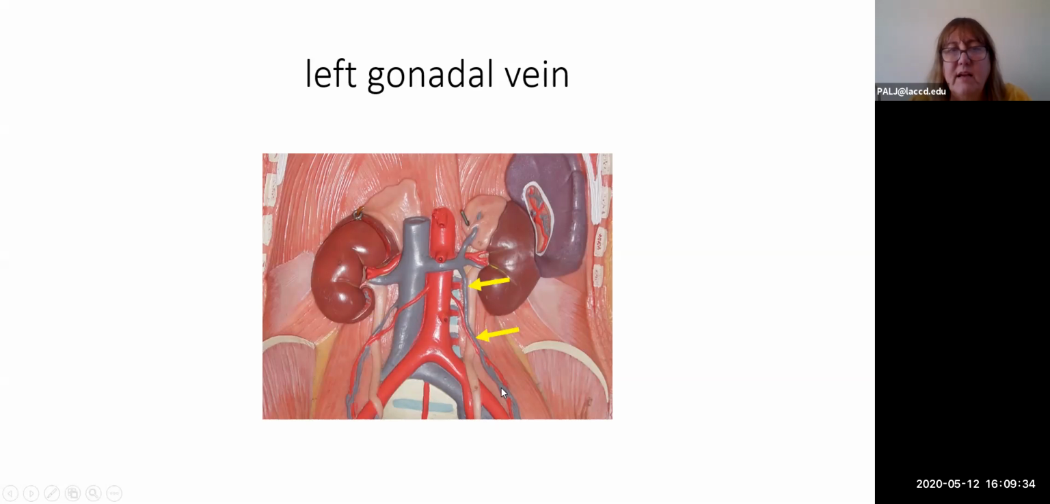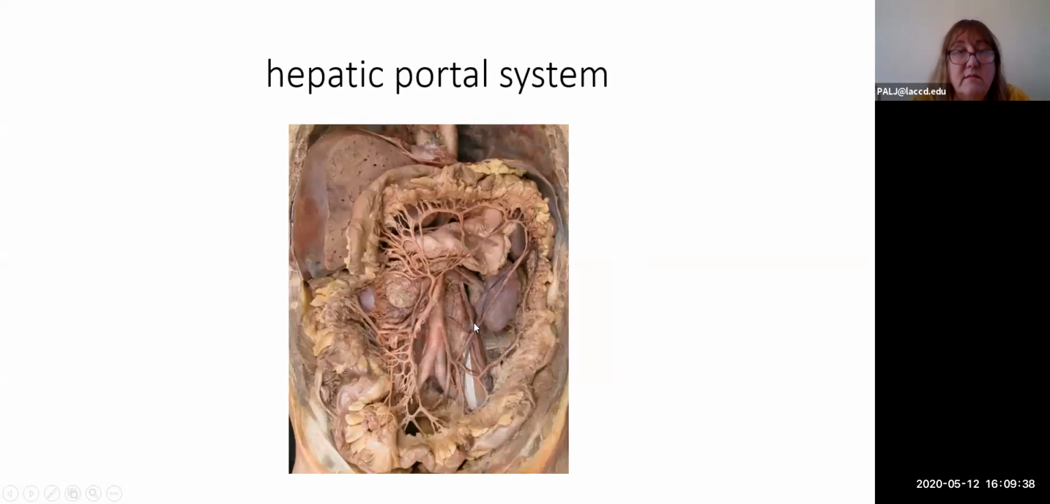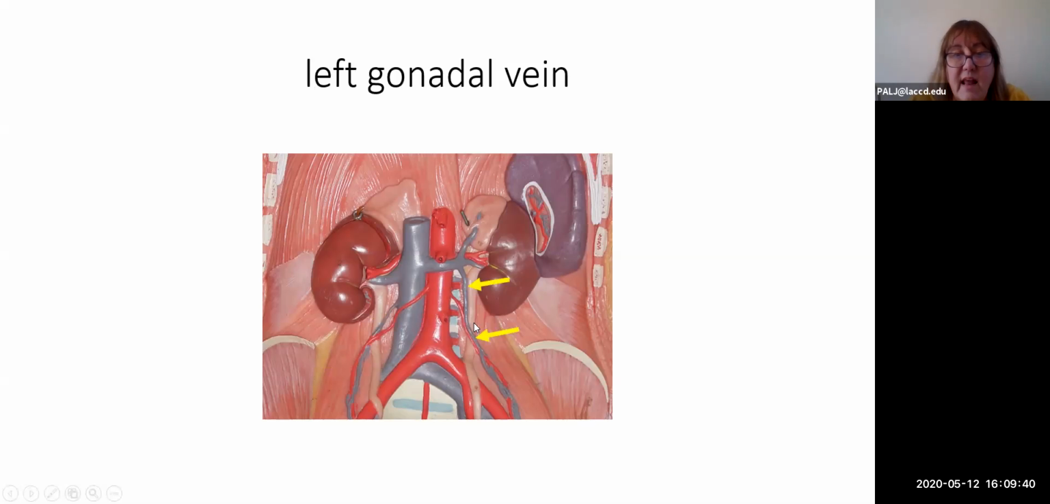But look what's happening on the left side. The left gonadal vein is not crossing in front of the aorta. As I said, there's only one blood vessel that crosses anterior to the aorta, and that's the left renal vein. So what has to happen is the left gonadal vein actually drains into the left renal vein, and then the left renal vein drains into the inferior vena cava. Okay, so now I think you've got it.